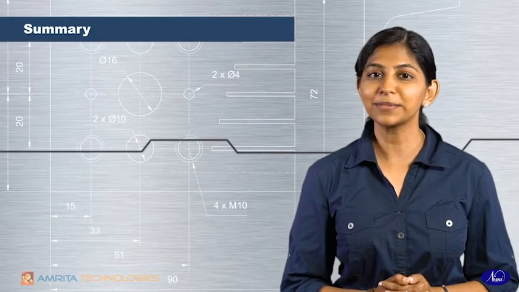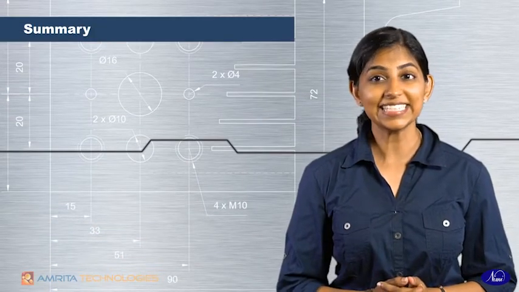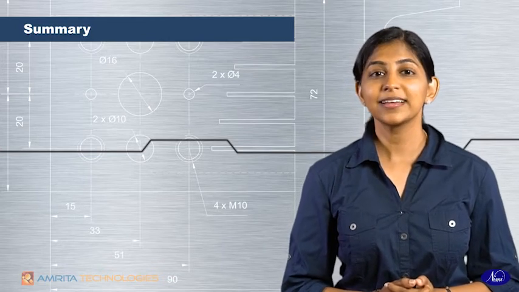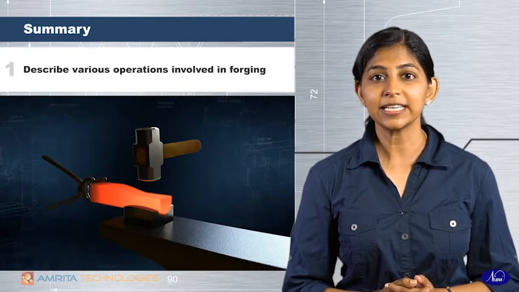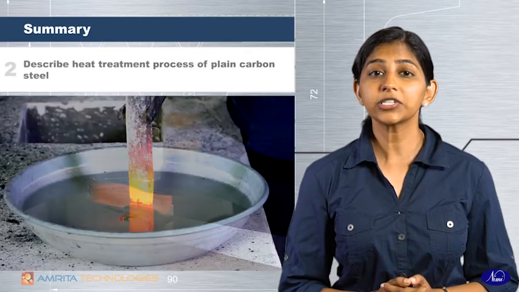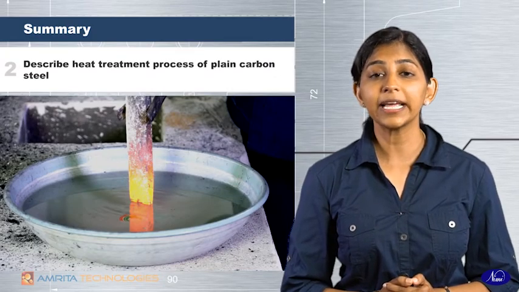With that, we have come to the end of this session. In this session, we learned to describe various operations involved in forging, describe the heat treatment process of plain carbon steel.